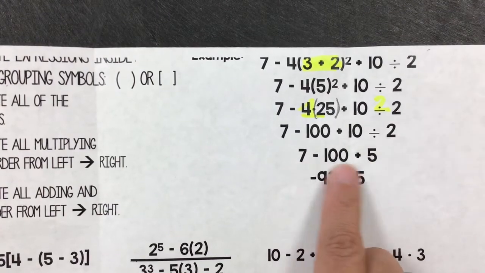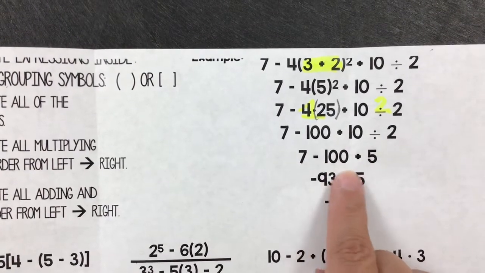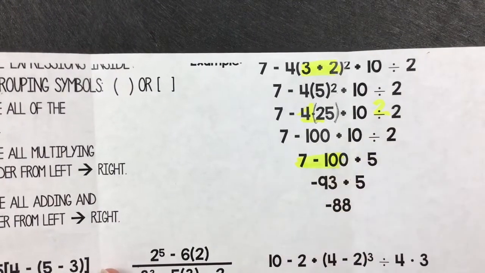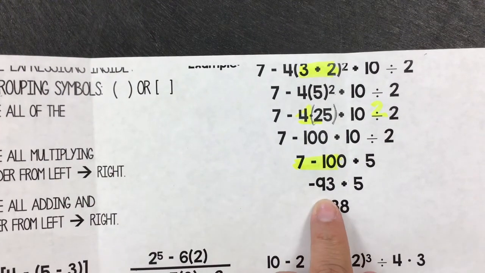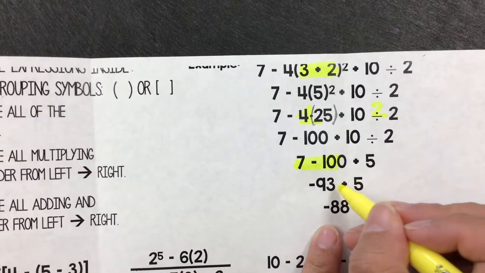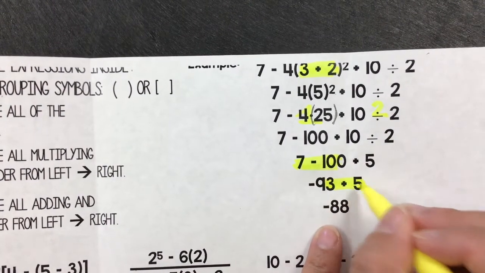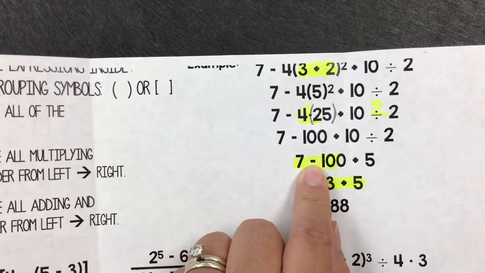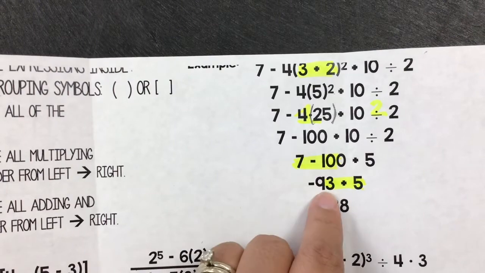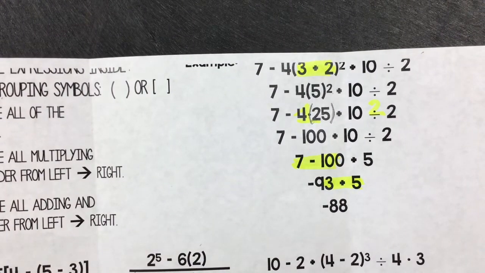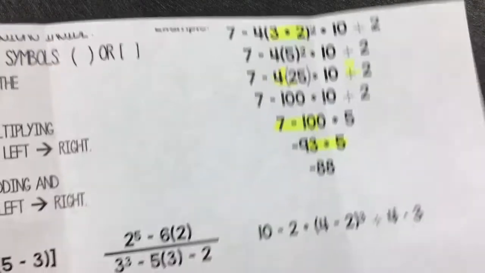Now we only have subtraction and addition. So you're going to do this step first, which gives you the negative 93, and then you do this one second. So from left to right, you see that minus sign first, and so you do that, and then you do the addition part that's afterwards. So let's do a little bit of practice.